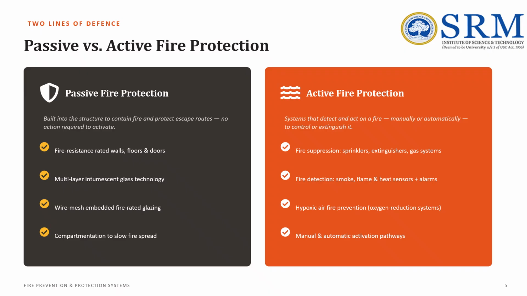In contrast, active fire protection systems detect or extinguish fires after they occur. Examples include smoke detectors, heat detectors, sprinkler systems, fire alarms, fire extinguishers, and gas suppression systems. Passive systems buy valuable time during emergencies, while active systems directly fight the fire. Together, they provide comprehensive fire safety.